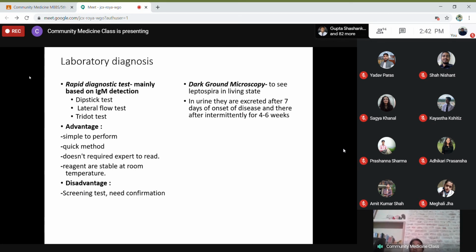You can carry out dark ground microscopy to see the leptospira in living state. In urine, they are excreted after 7 days of onset of the disease, and usually they are present in the urine intermittently for around 4 to 6 weeks. They like the kidneys, and that's why you find them in the urine. Different organisms have affinity and predilection for different organs, and the leptospira like the kidneys.